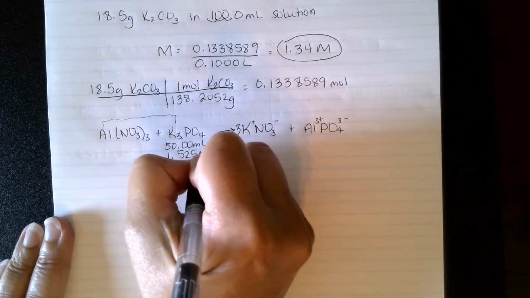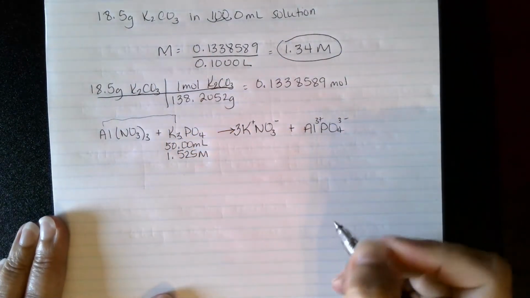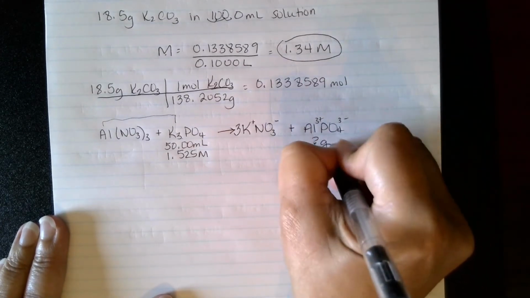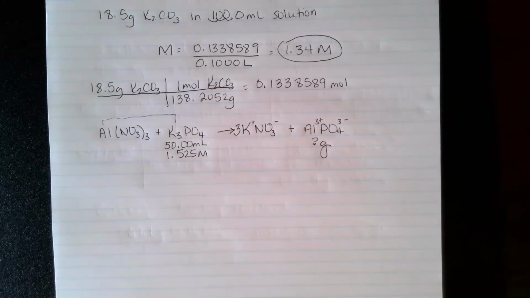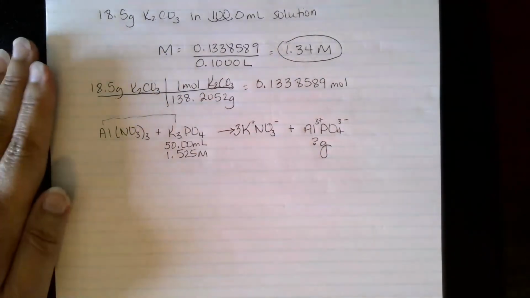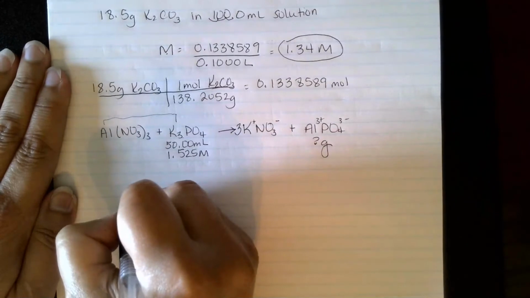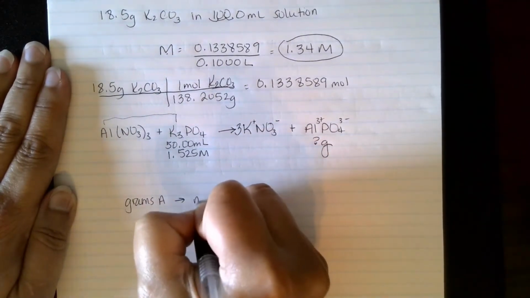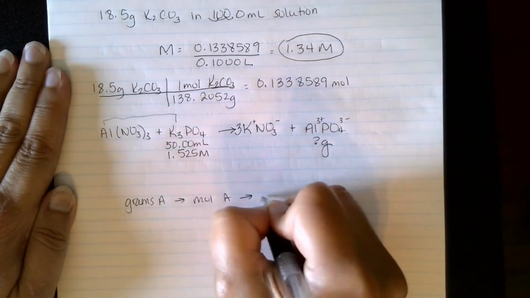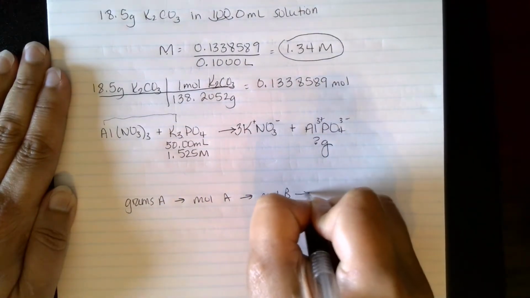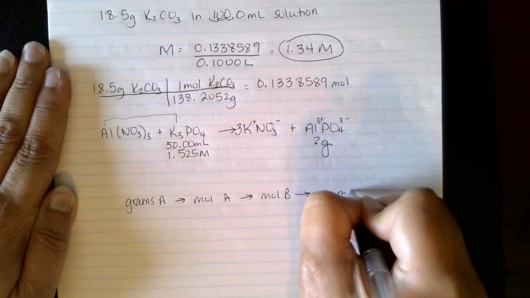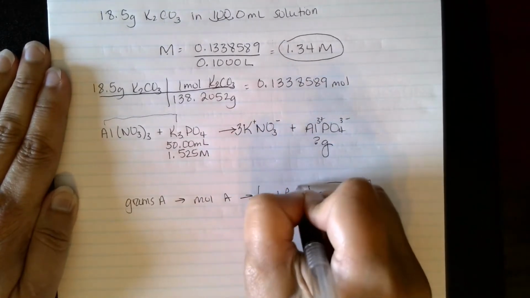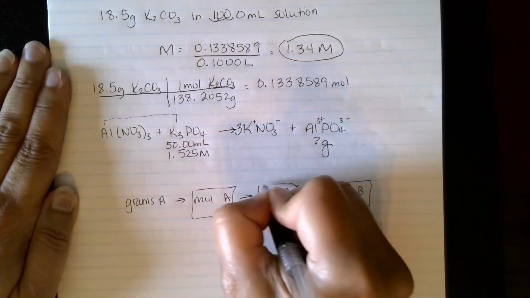And in this problem, they told me that I had 50 milliliters, and this is a 1.525 molar solution. And they're asking me to find out how many grams of this product that I can make. So in our normal flow, we went from grams of A to moles of A, then we went to moles of B, and then grams of B. That's what we've been working on in our last several videos.